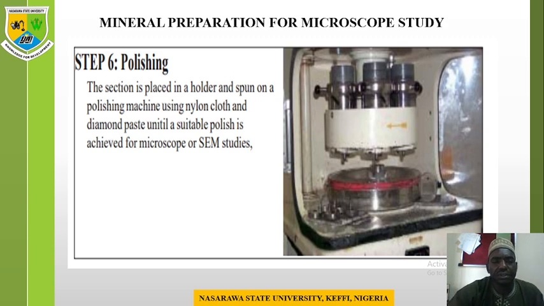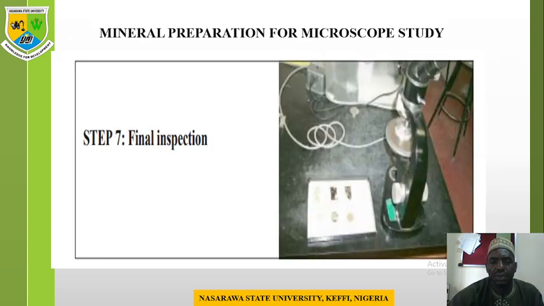Step 6. Polishing. The section is placed in a holder and spun on a polishing machine using nylon cloth and diamond paste until a suitable polish is achieved for microscope or SEM studies.